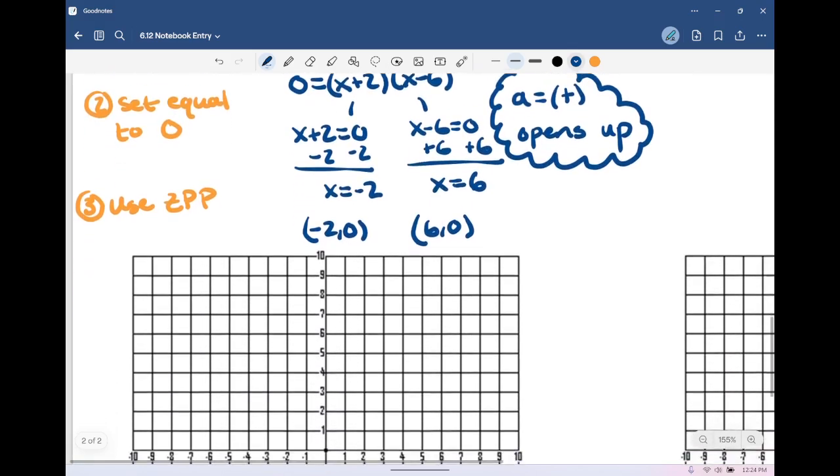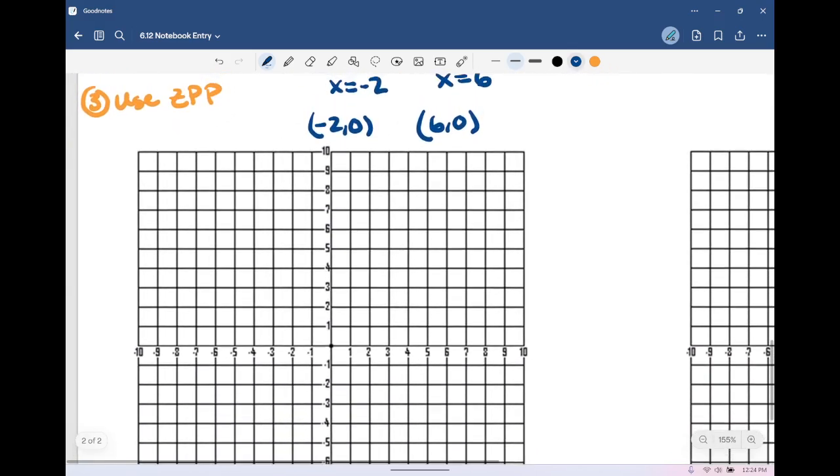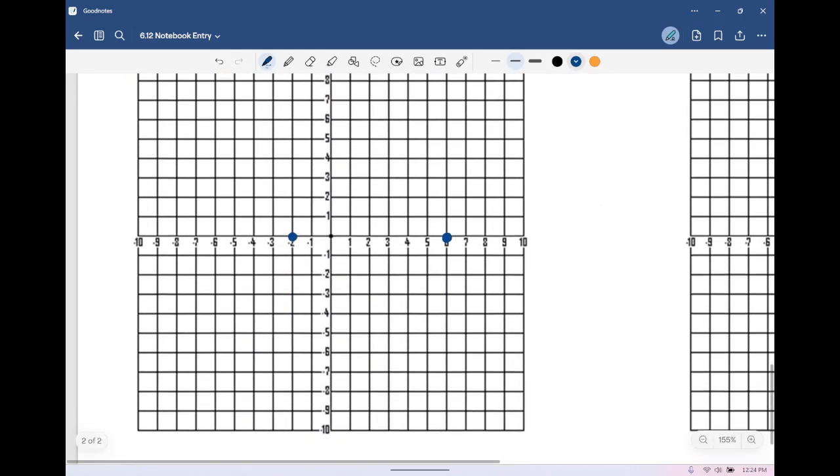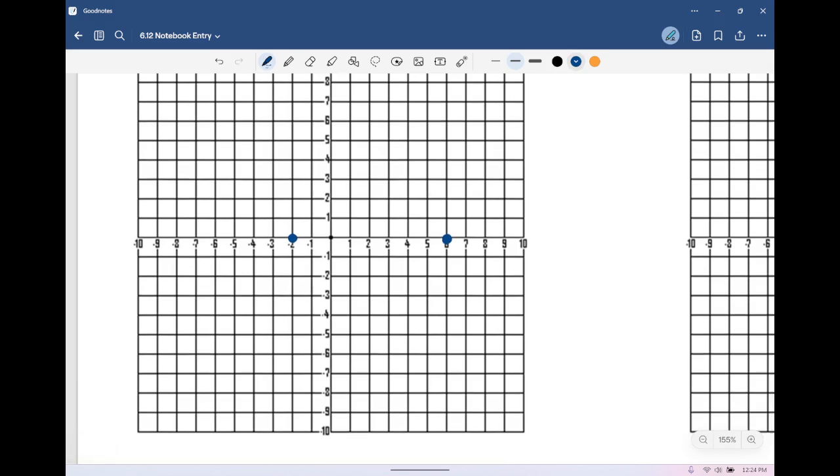And so when I go now to sketch this, I know that I need to hit -2, 0, which is there, 6, 0, which is here, and then I need to open up. I don't know anything else. This is not going to be a perfect picture. That's okay. And so there's our sketch.